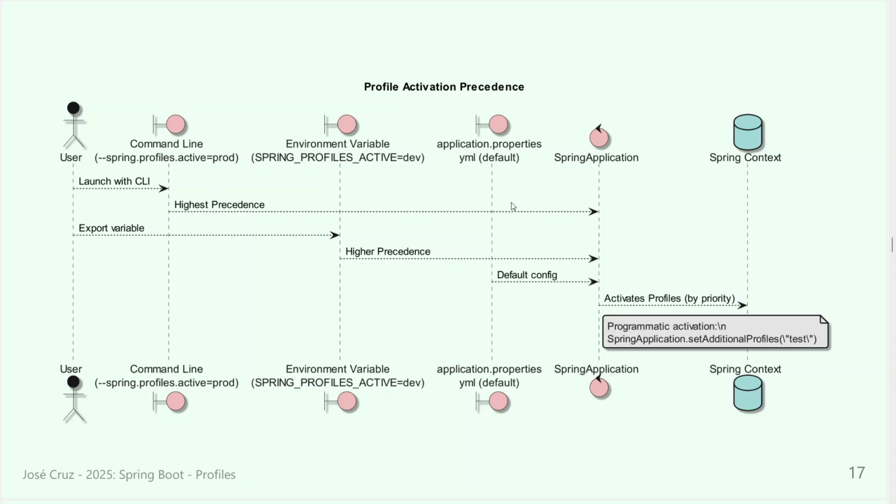This is just a way to show you that it always goes from left to right. The command line has the highest precedence, then the environment variable, then the application properties, and then what you write inside the Spring application. These are the four different ways for you to activate, and all of them can exist at the same time. But every time there is a conflict, the first one takes precedence over the others, and the second over the rest.